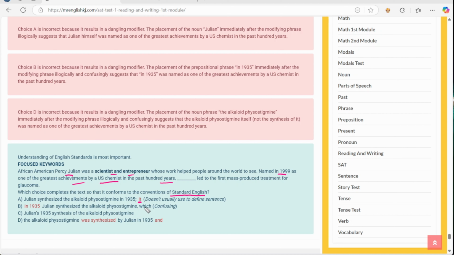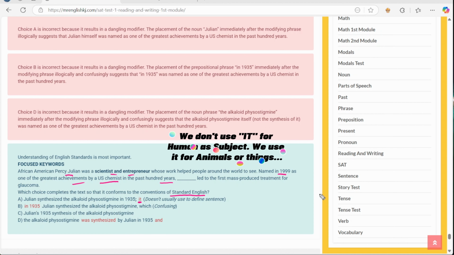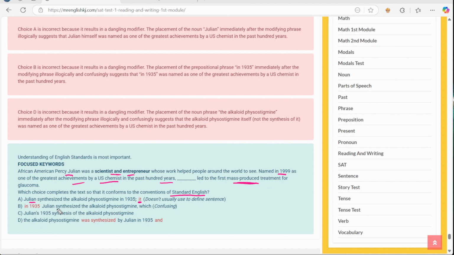It does not mean that it is talking about the whole sentence. We use "this" or "that" to talk about a whole sentence. It denotes one subject, which we don't need. Now, "in 1935" is unnecessary. We don't need to start it with a time because that's the basic rule of standard English. Okay. Next, "Julian in 1935 synthesizes the alkaloid." Yes, this one is correct. Here we see a passive and obviously we don't use "and led to." No. Option C is correct.